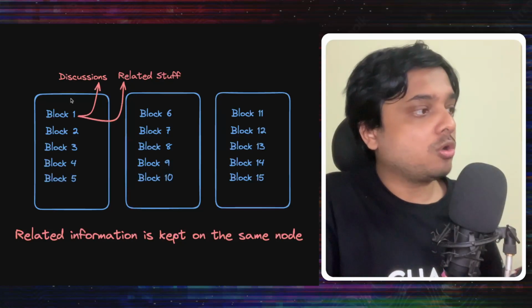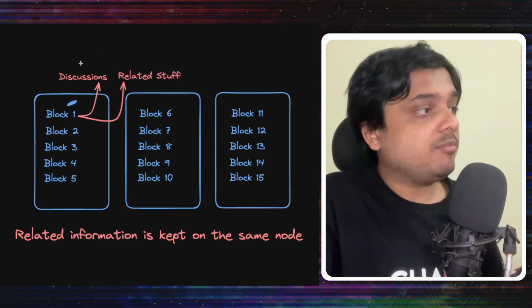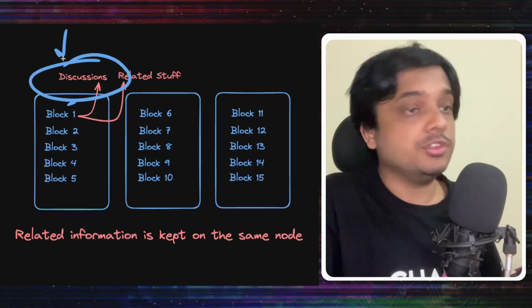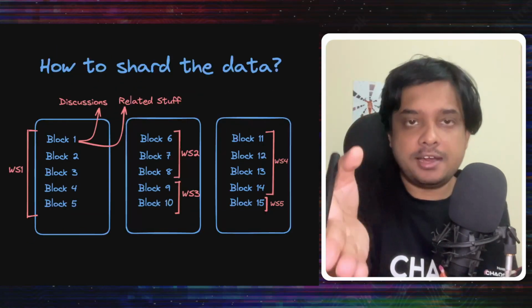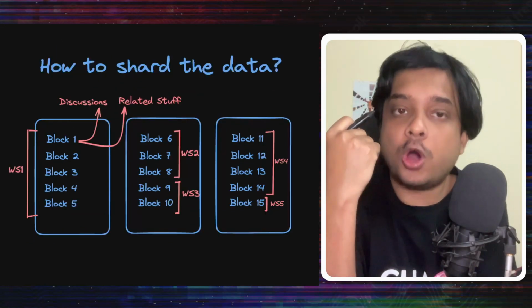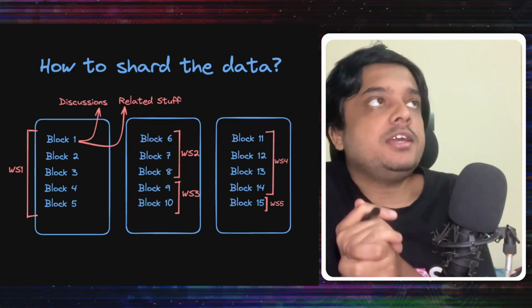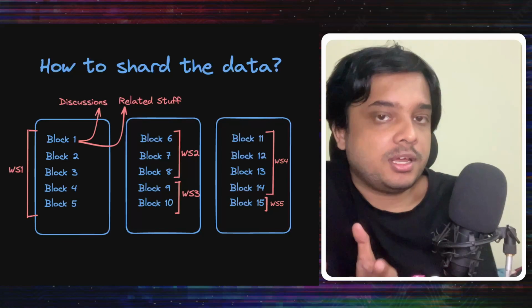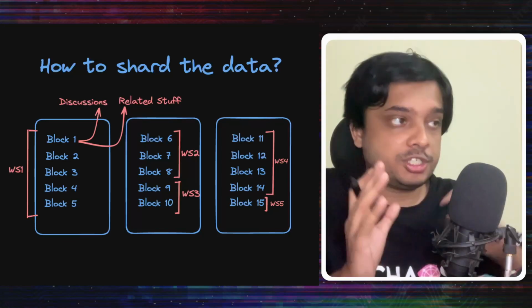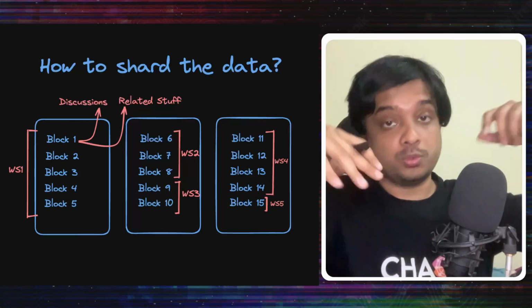So if I have block 1's text data here, I would have block 1's discussion data on this server as well. Clear? Now that we know what data to shard, let's talk about how to shard it. See, sharding requires a key to shard on. A key would decide which blocks would stay on one node and which blocks would stay on the other.